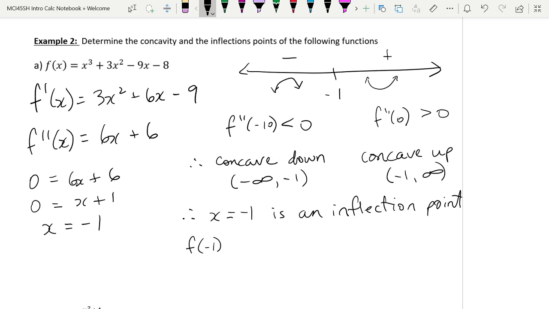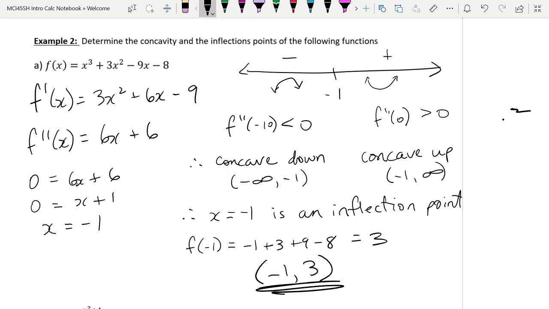Oh, -1. I better do this the right way here. -1 plus 3 plus 9 minus 8. Is that right? So that's going to be 3. So it's 2, 11 minus 8 is 3. Yep, I think that's 3. So that is equal to 3. So that's going to be -1, 3.